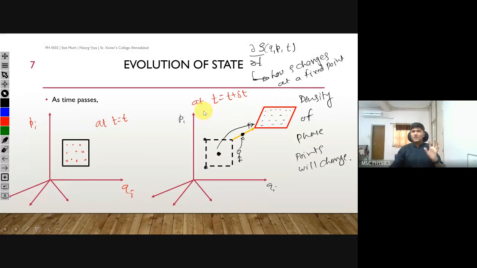Yes. So this is how rho changes at a fixed point. This is what it shows. That's why it is called a partial derivative. And there is something called the complete derivative. We'll talk about that in time.